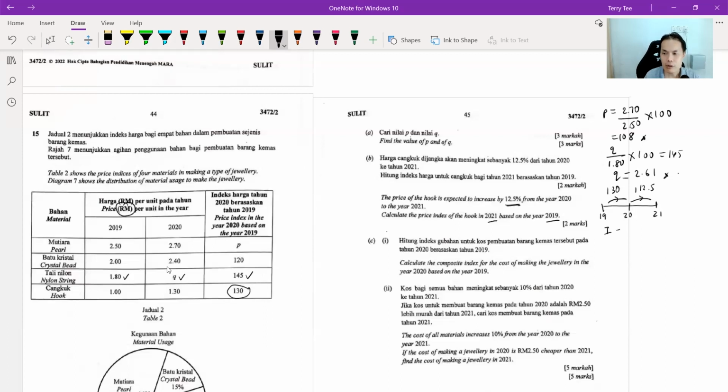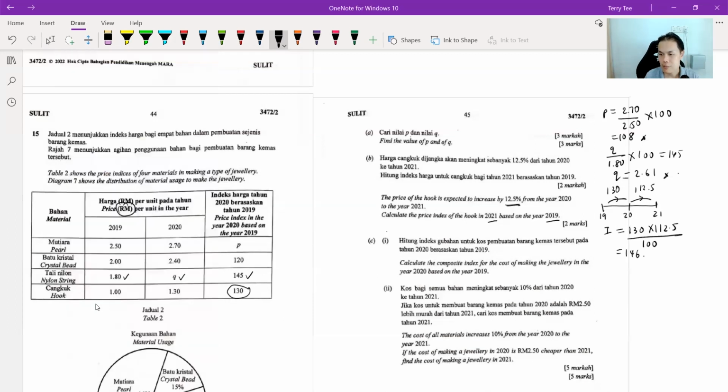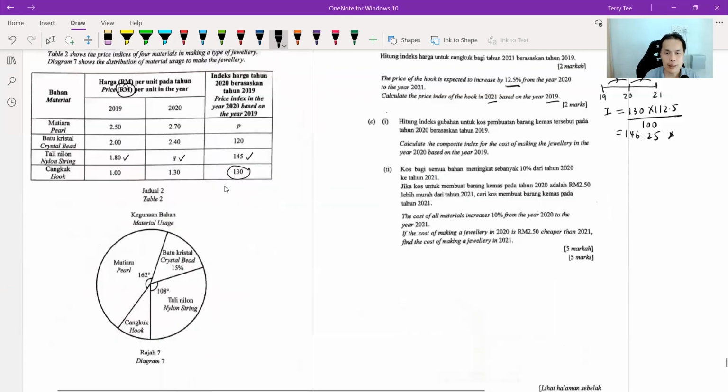So to find the overall increase, we just take these two consecutive indices, multiply together, divide by 100. Okay, let me show you here. 130 times 112.5 divide 100. Guys, I got 146.25. Okay, we're done. Now let's move on to part C.